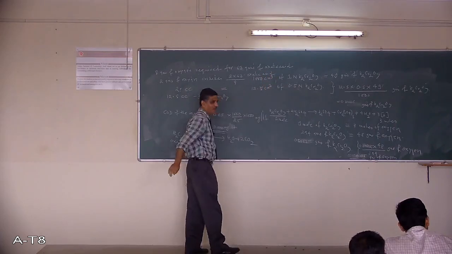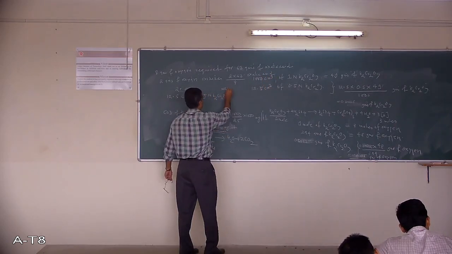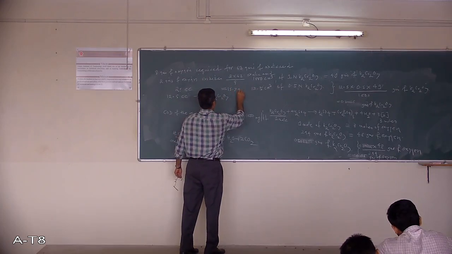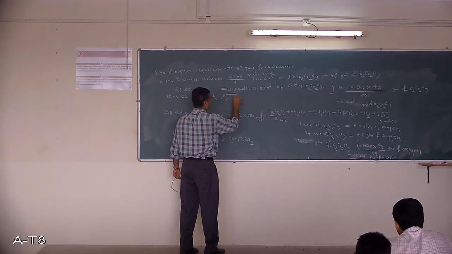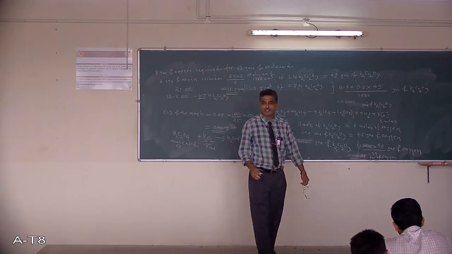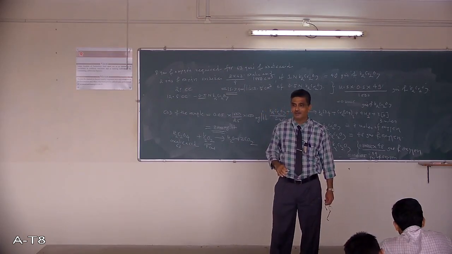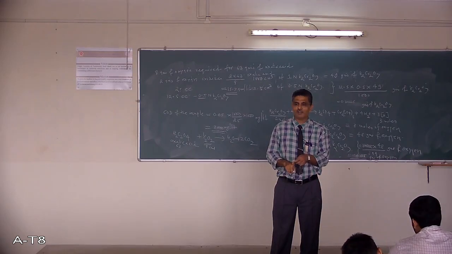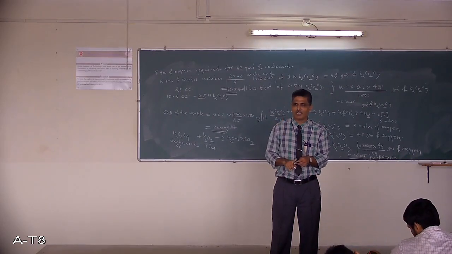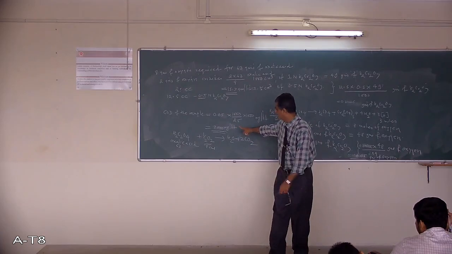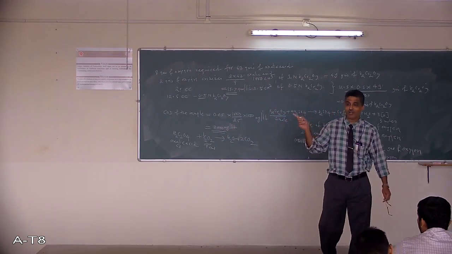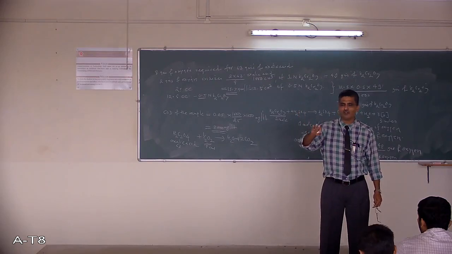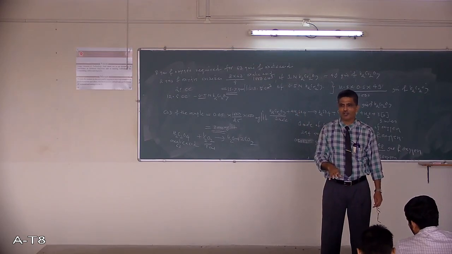Oxalic acid. How much is it? 15.7. 15.7 grams per liter. That is the quantity of oxalic acid present in the sample. Means what? If 15.7 grams of oxalic acid is present in 1 liter, you will get COD as 2000. Is that clear?